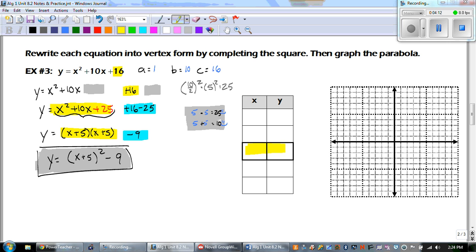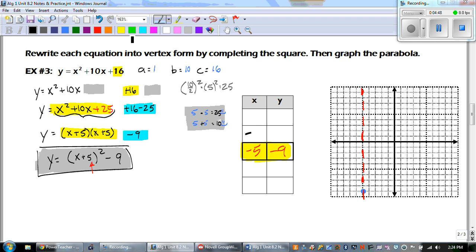Now remember, what drives us is we need the vertex. It's the opposite of 5, which is negative 5, and then negative 9. So negative 5, negative 9. Right away, I'm going to graph that. There's my negative 5, negative 9. And then I'm going to do my axis of symmetry here, because it goes straight through, and that's going to cut our graph in half.